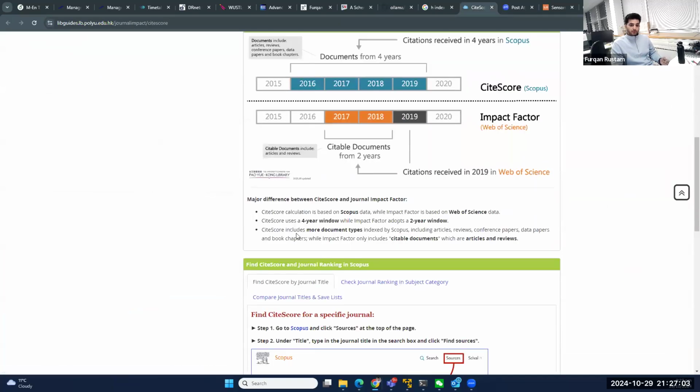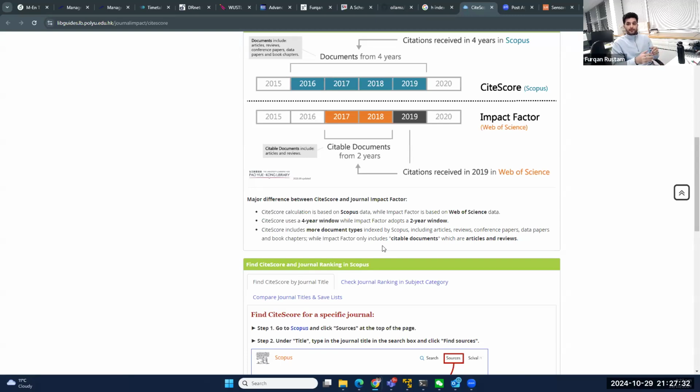Another thing which is very important to consider: CiteScore includes more document types by Scopus, like articles, reviews, conference papers, data papers, and book chapters, while impact factor includes only citable documents, articles and reviews. So they don't include conference papers, data papers and book chapters, but CiteScore includes them. So this is another big thing. It means that the impact factor could be more valuable than the CiteScore.